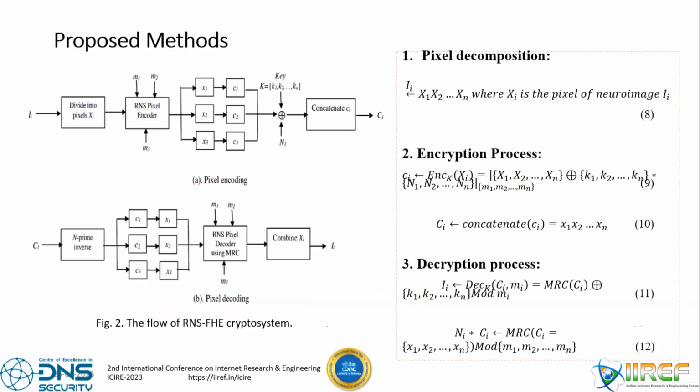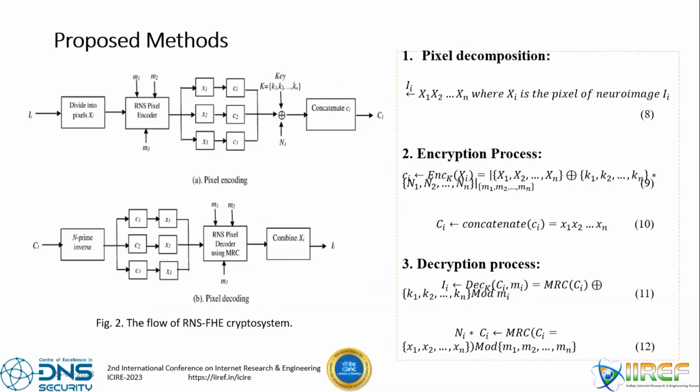The proposed methodology. In the proposed methodology, three operations are inevitable. The first one is pixel decomposition. In the neuroimaging data sets used, each neuroimage is decomposed into its stream of pixels. That's the first operation. If a neuroimage is represented by I, then its pixels will be represented by x1 up to xn. Then the next stage is the encryption stage.